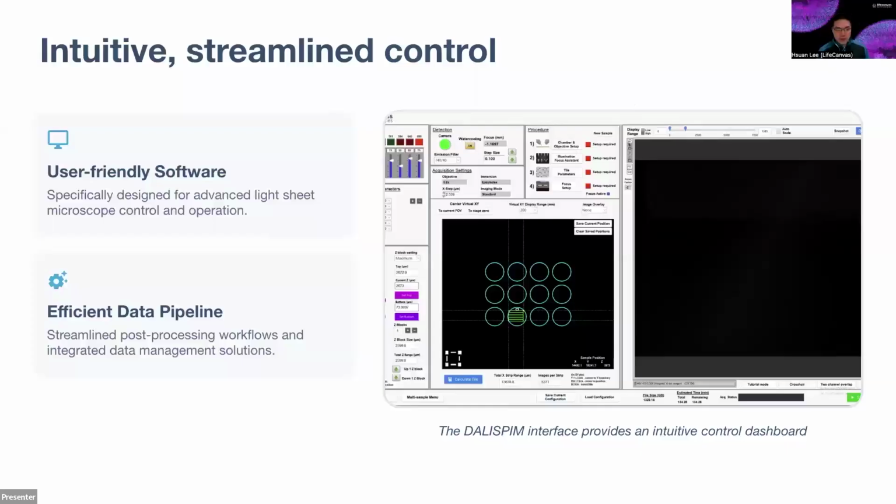And after acquisition, there's a downstream streamlined post-processing workflow. The final data set will be a stitched data set in TIFFs, or you can also convert it into ZARR for your further analysis. And then we also have solutions for integrated data management that is compatible with our entire pipeline.